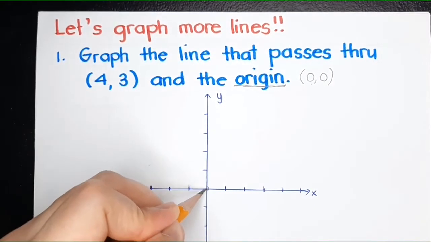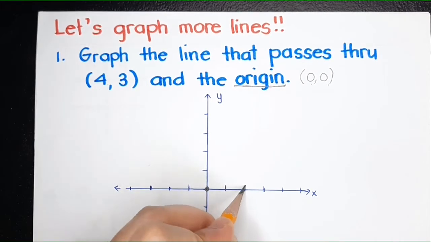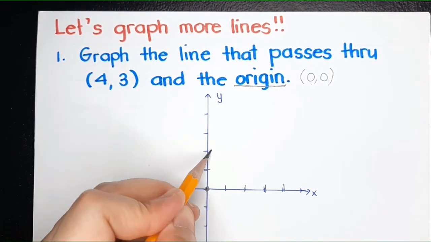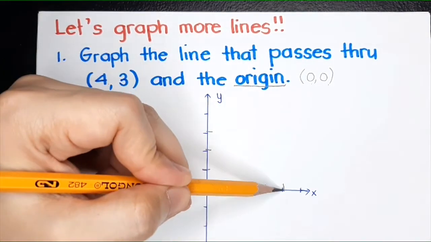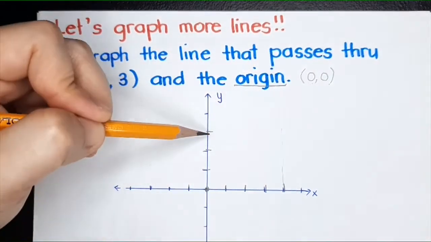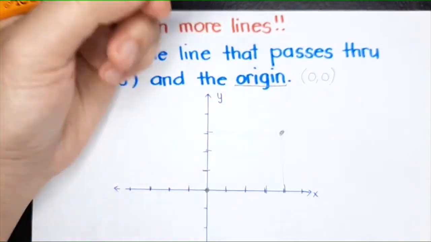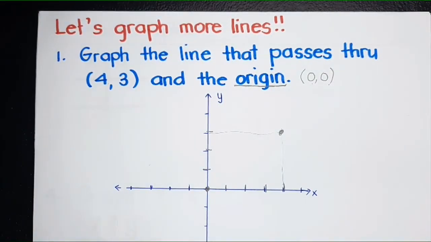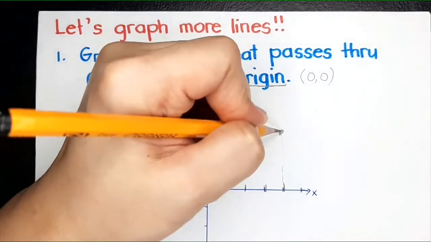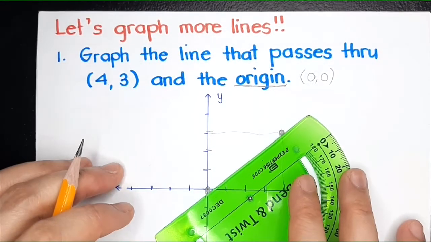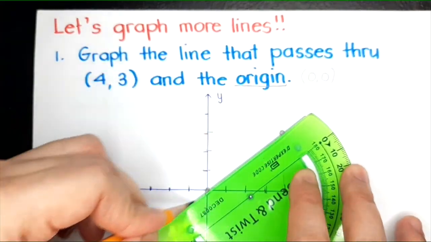Okay? So, you just plot 4, 3, and 0, 0. So, 0, 0 is here. Where's 4, 3? 1, 2, 3, 4. Okay? And then 3, 1, 2, 3. So, ito lang siya. This is 4. This is 3. Okay, somewhere here. Okay? So, that's the point 4, 3. So, you just connect these 2 points to create a line. Okay?